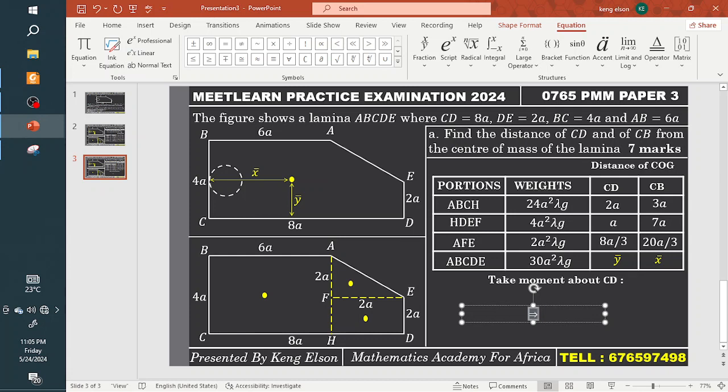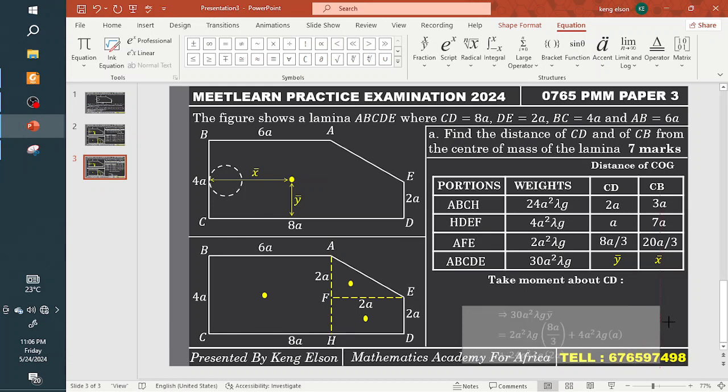It implies that we have the width times the distance. So the moment of the whole body is 30a squared lambda g. Its perpendicular distance from CD is y bar. We equate it to the moment of the individual parts. So I begin with 2a squared lambda g. Its distance from CD is 8a over 3, plus 4a squared lambda g. Its own distance is a, plus 24a squared lambda g. Its own distance is 2a.